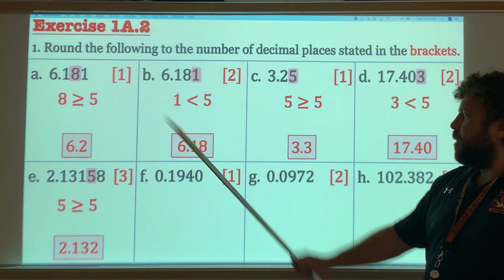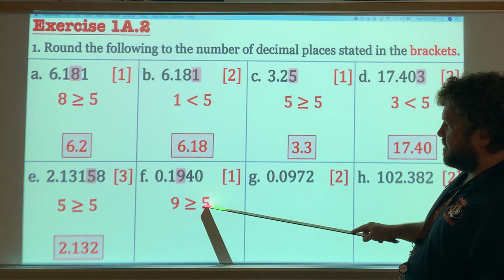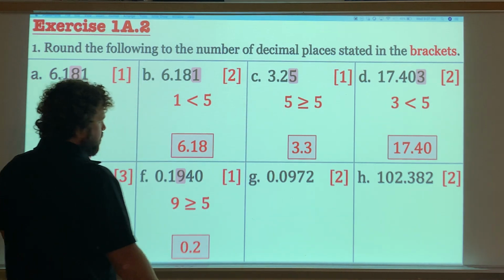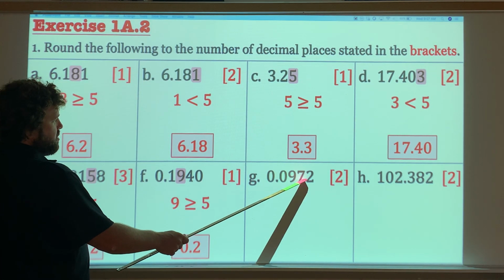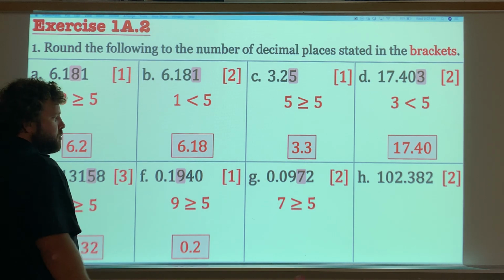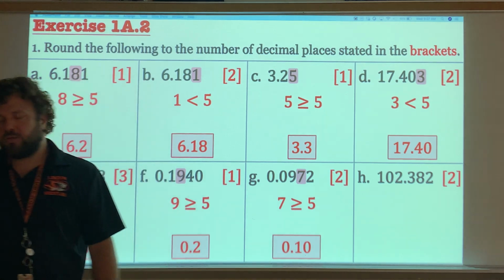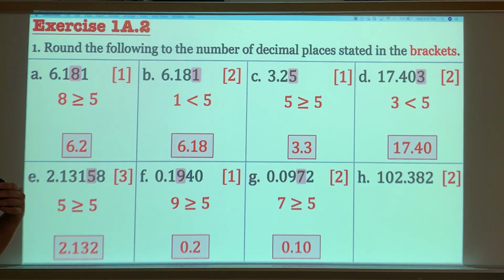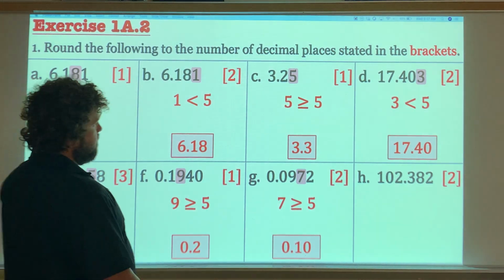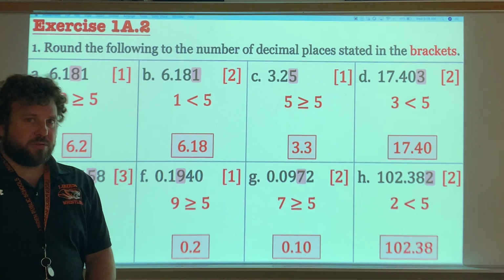F. 1 decimal place. So we use the hundredths. 9 is greater than or equal to 5. 0.2. 2 decimal places. Use that 7. 7 is greater than 5. Now, 9 rounds up, so instead of a 0, 9, it becomes 1, 0. You leave the 0 here, because we're rounding to this place, so you have to leave your 10th place there, 10 hundredths. Even though I know you can just drop the 0 typically, to show it's more accurate, you would leave that 0 there. Rounding the 2 down, so you get 102 and 38 hundredths.